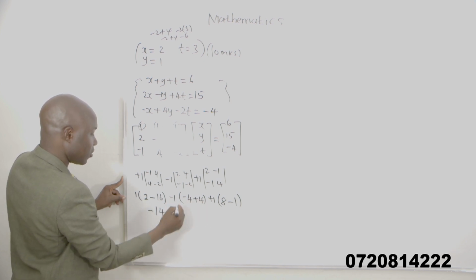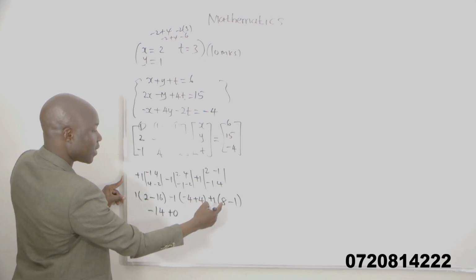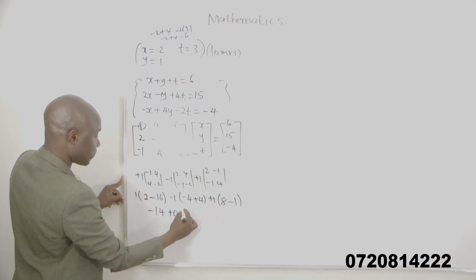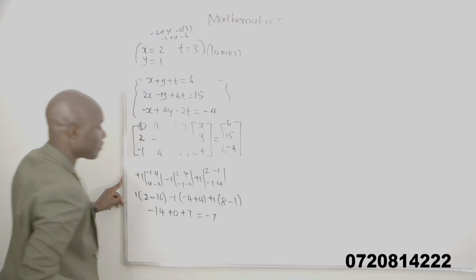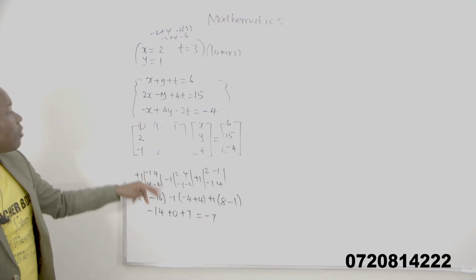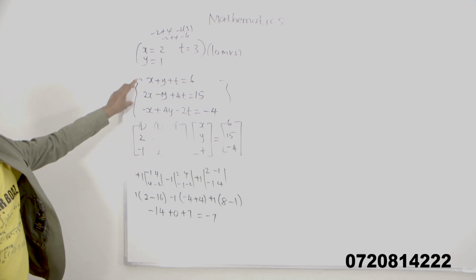Negative, this is 0. 0 times that is just plus 0. Then we get 7. So negative 14 plus 7, we simply get negative 7. So this is the determinant of the coefficient matrix of that system.